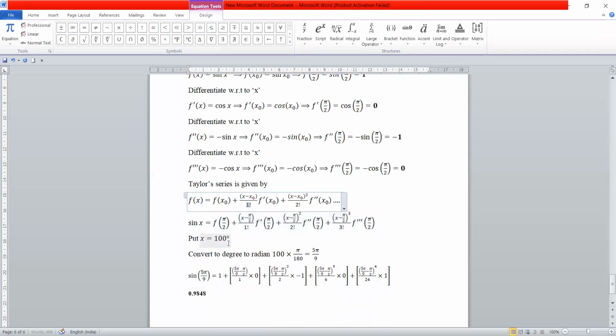Put x equals 100 degree. We are changing this 100 degree into radian. The conversion is 100 into pi by 180, and after cancelling we get 5 pi by 9. So 5 pi by 9 is nothing but 100 degree. Putting x value as 5 pi by 9 and simplifying, we get 0.9848. Now look into the program line.